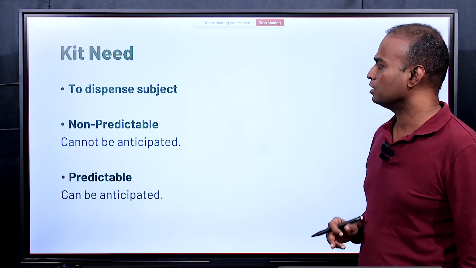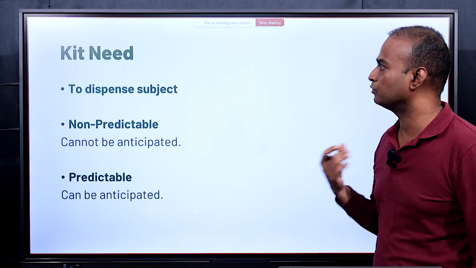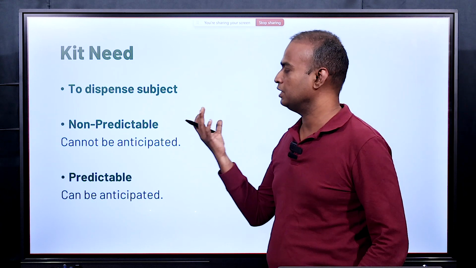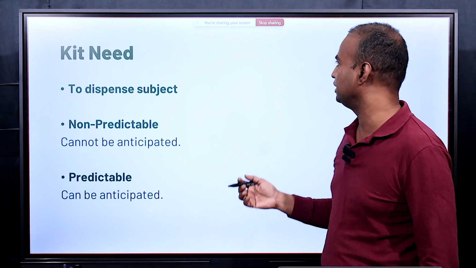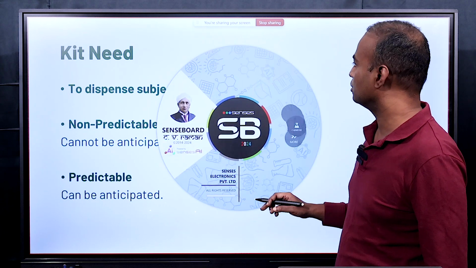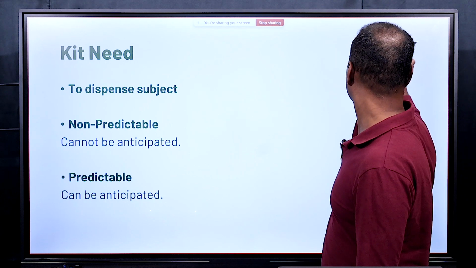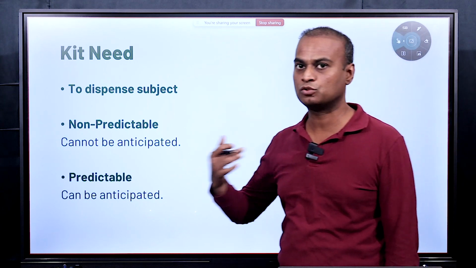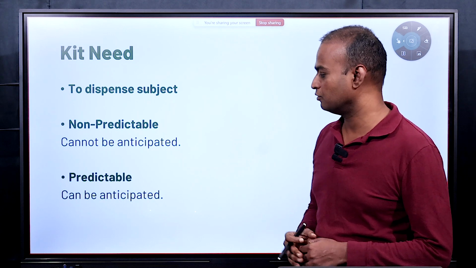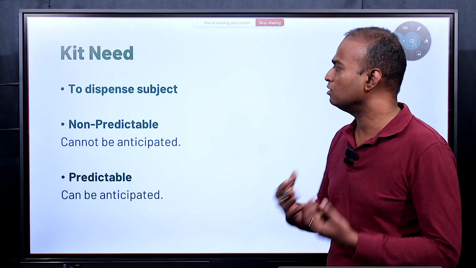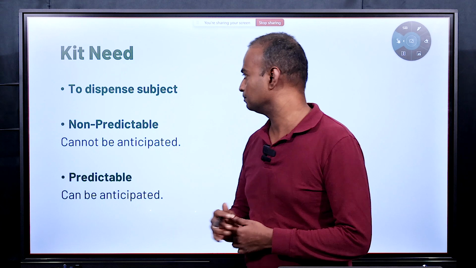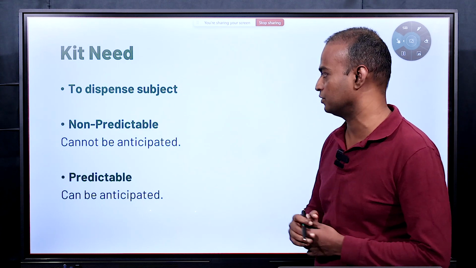Okay. And an important thing you need to understand is what a need is at the kit. We call it kit need. You have to understand what kit need is. Every site will need some kits. The reason for the kits is that the kits have to be dispensed to the subject. That's the reason we need kits. The need for kits is known as kit need. Why do we need that? To dispense to the subject.